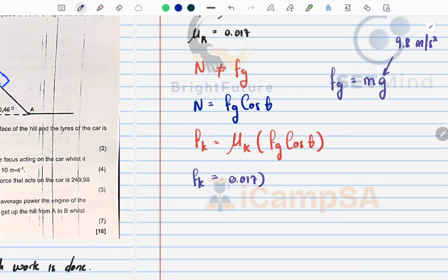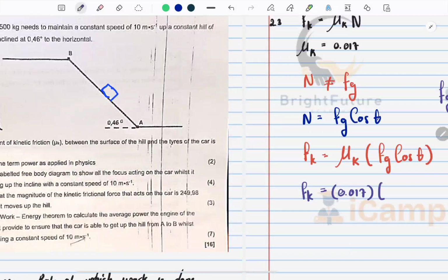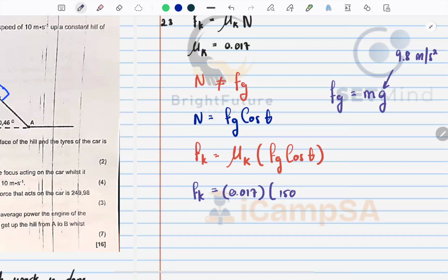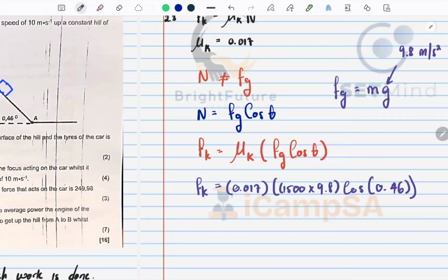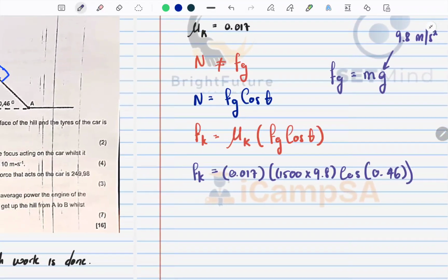0.017 all times my Fg, which is going to be the mass of the car, 1,500 kg, times 9.8, and then all of this is going to be cos 0.46 degrees. Okay, this is what you have, right? So if you punch your calculator, then it should give you your answer.